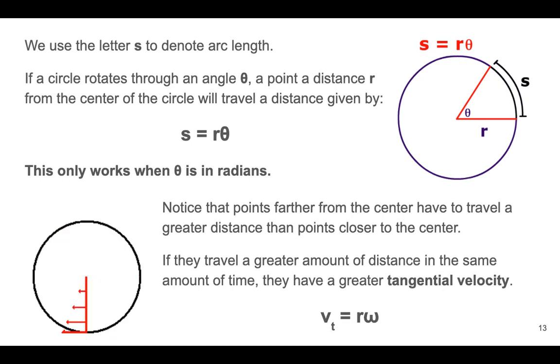So yeah, your formula for tangential velocity, tangential is a fun word to say, and that is how you pronounce it. It's not tangential, is v sub t is equal to r omega.